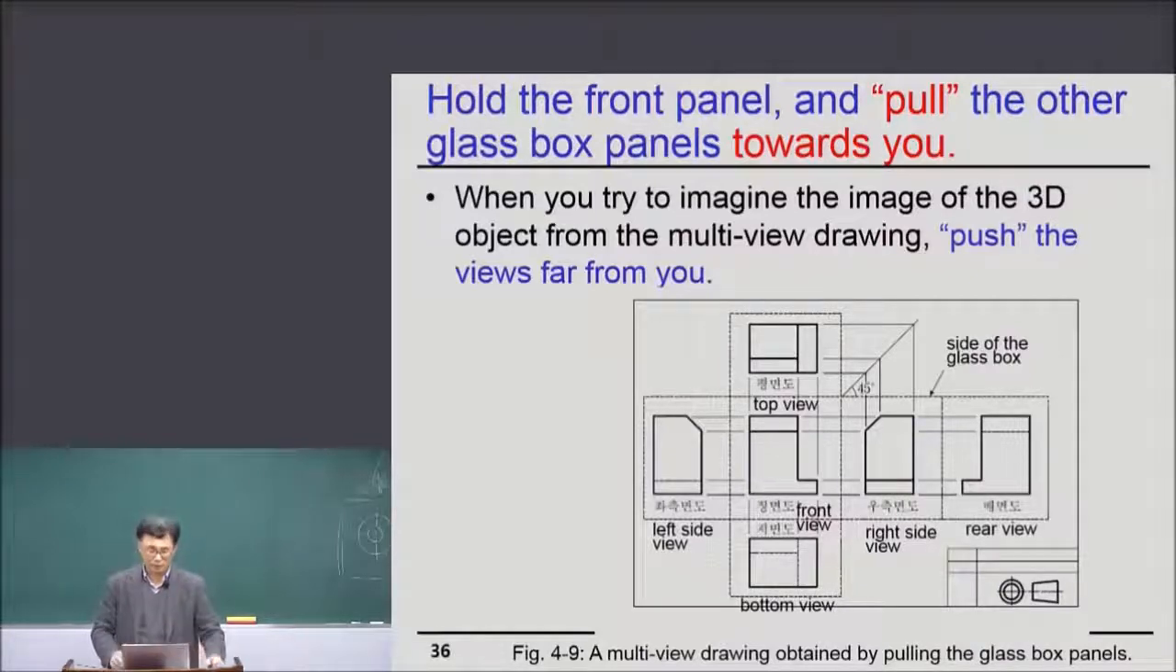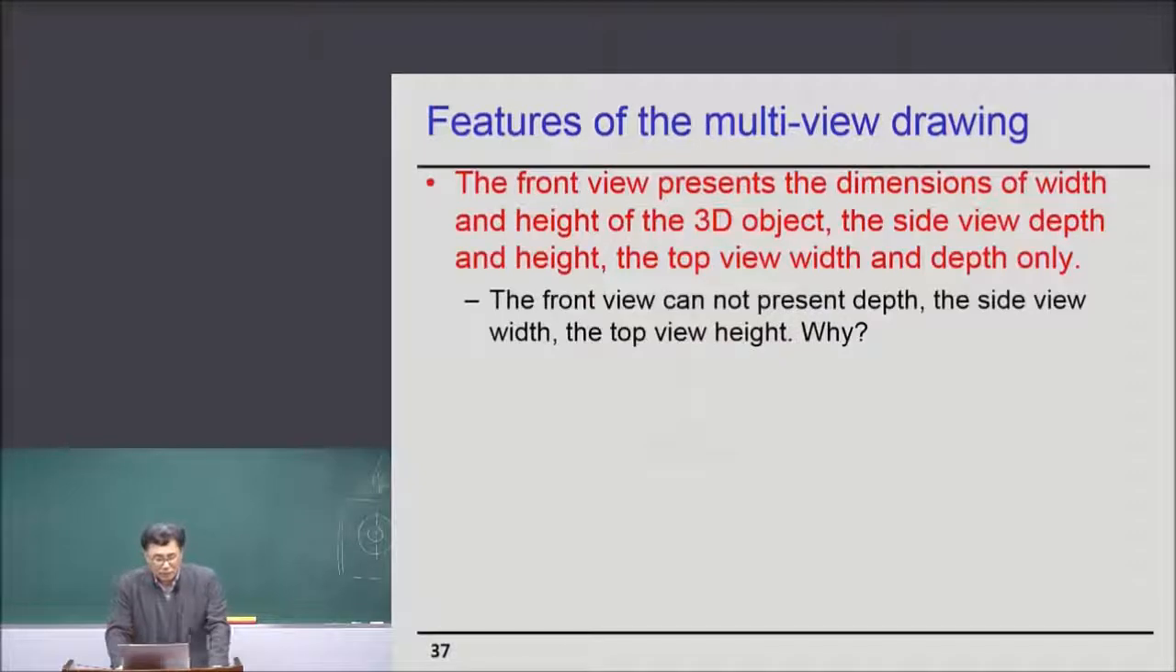the multiple drawing satisfies. All right. And there are some characteristics of the multiple drawing. So first thing is that the front view presents the dimensions of width and height. Front view, width and height. But from the front view, you cannot get any information of the depth of the 3D object. Depth. Why? Because it's orthographic projection. And side view, depth and height, but not width, right? Top view, width and depth, but not height, okay?